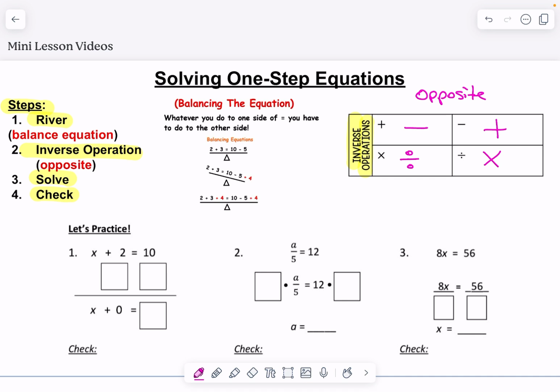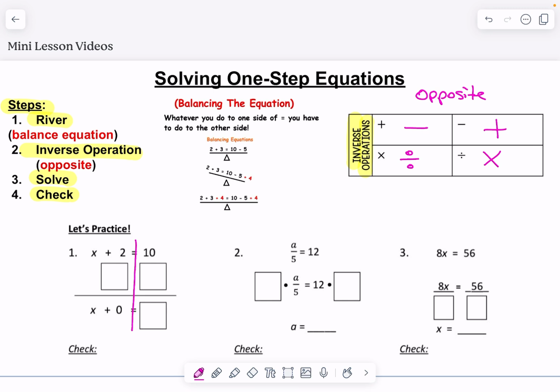In the first example, we have x plus 2 equals 10. So the first step would be draw the river, which is just a straight line going down on the equal sign to help remind us that whatever we do to one side, we have to do the exact same thing on the other side to keep our equation balanced. Once we have the river, our second step is to do the inverse or opposite.